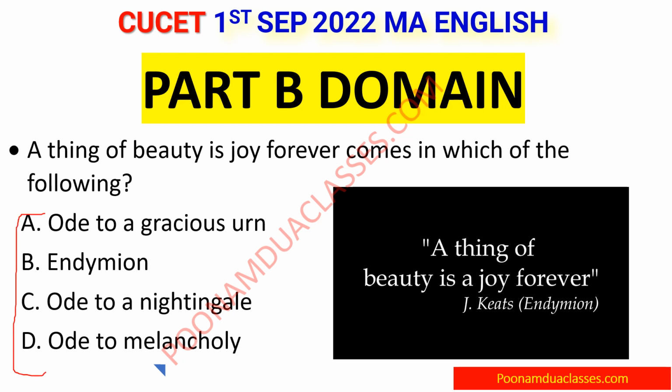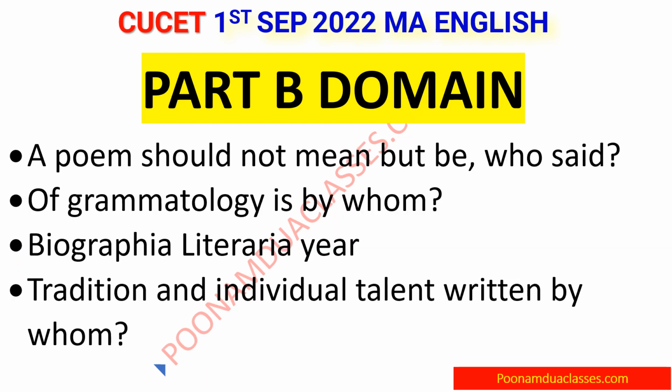A thing of beauty is a joy forever comes in which of the following? The correct answer is option B, Endymion. So this quote was also there: A poem should not mean but be, who said it? Of Grammatology is written by whom?